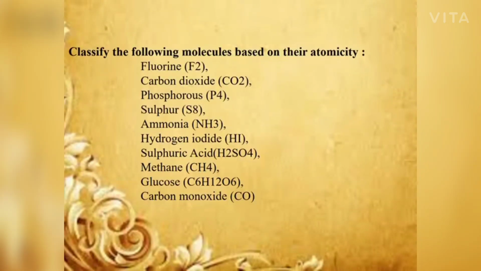So now we are going to classify the following molecules based on their atomicity. First one is fluorine. Molecular formula F2. How many atoms are present? 2. Same atom or different atom? Same atom. So, atomicity 2. Classification: homodiatomic molecule.